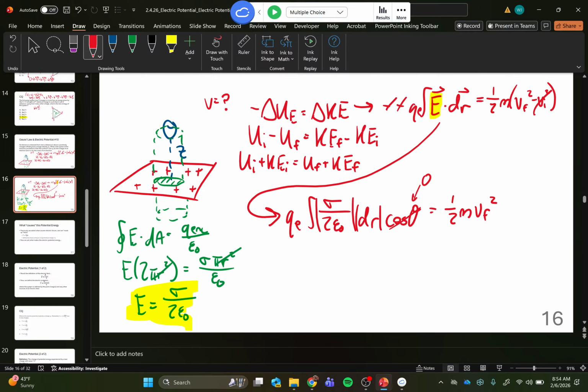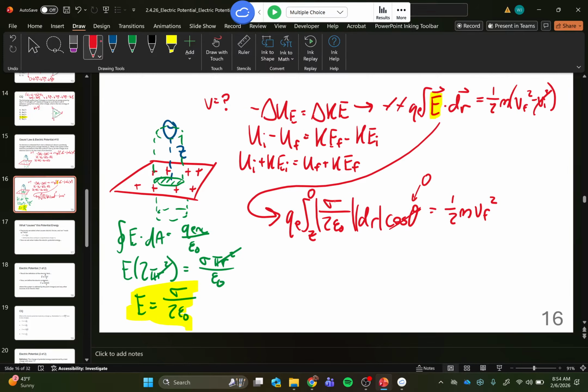dr is distance. What are the bounds? We can leave it as dr, I guess that's fine. Where do I start and where do I end in this problem? Where's my starting position and where's my ending position? So where does my object start? I heard the bounds. I think we're going to start at z, and we're going to end at 0. So it's got to be backwards.